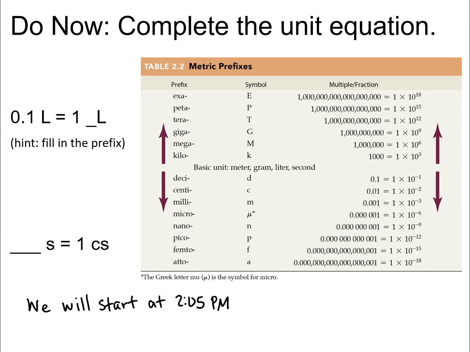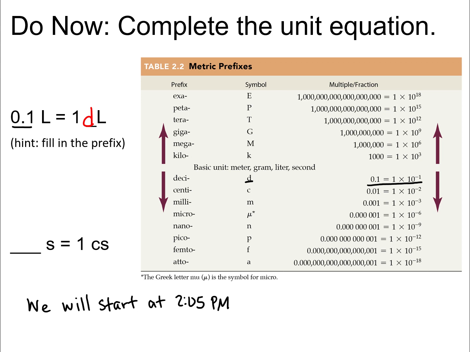If you have answers, you can put your answers in the chat. Otherwise, I'm just going to fill it in. This is just the warm-up. For the first unit equation, you need to fill in the prefix. So you find 0.1 on the chart. There's 0.1, and that's deci. So you put a D there. That's how you would complete that one.